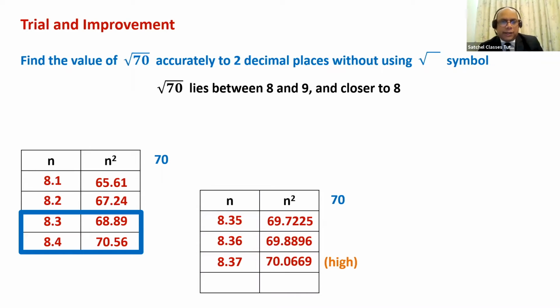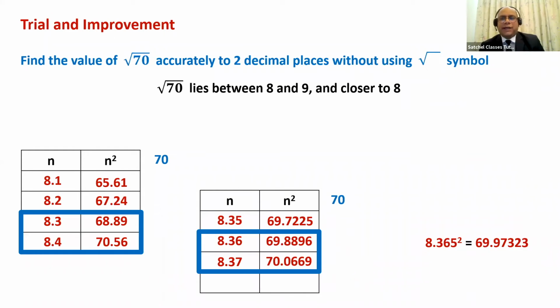You have reached the higher. Now, how do we decide whether it is 8.36 or 8.37, right? An answer when rounded to 2 decimal places should give me either 8.36 or 8.37. How do we decide that? So what I'll do is I'll find 8.365 squared.